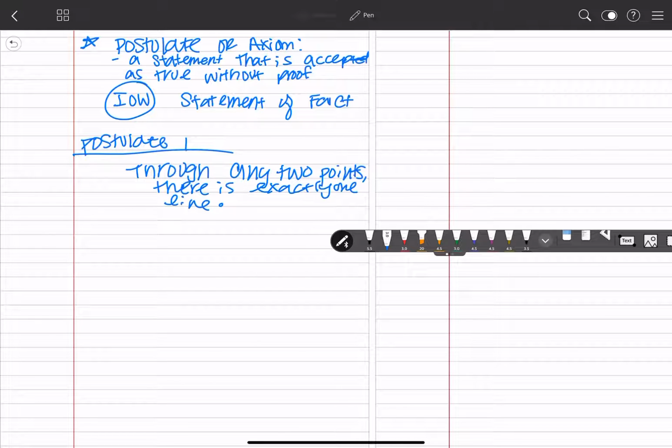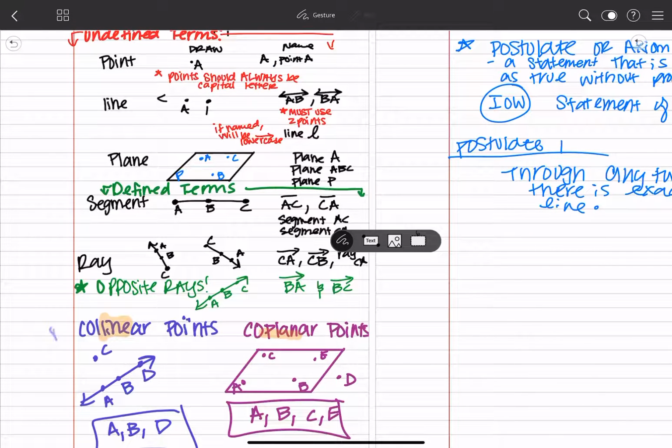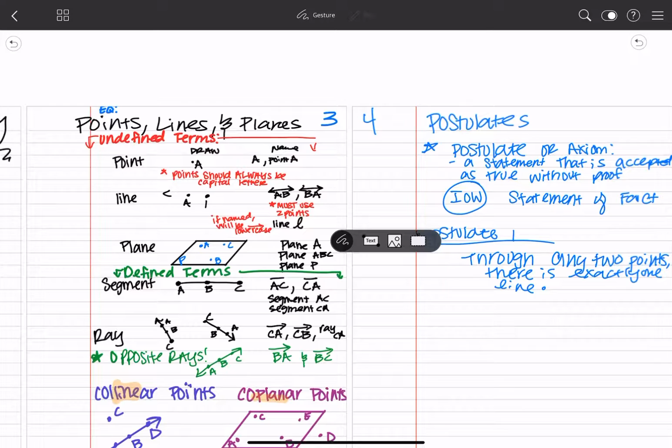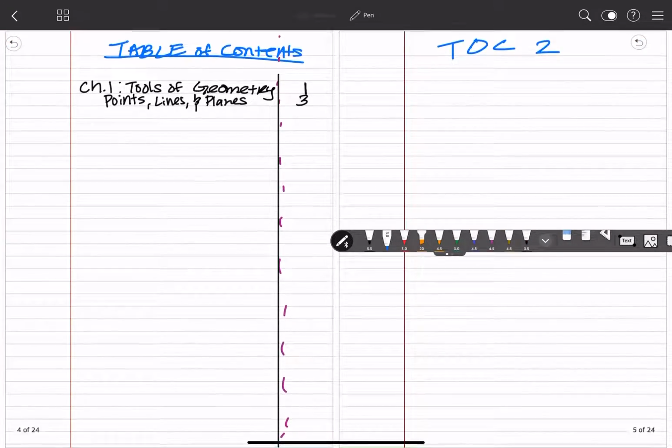Something I do want to talk about, we've talked about collinear. If I were ever to talk about non-collinear, just remember that it means points that are not on the same line. So non-collinear points would be C and A, or A, B, C, and D, because they're not all on the same line. As long as one of them is not on that same line, it's considered non-collinear. And you'll notice we used both pages 3 and 4. So make sure that if we ever do that, your table of contents reflects it.